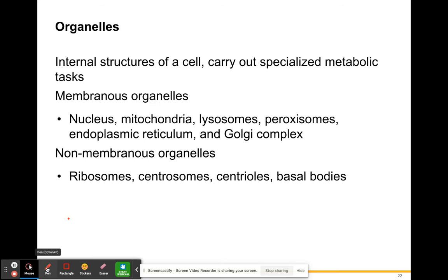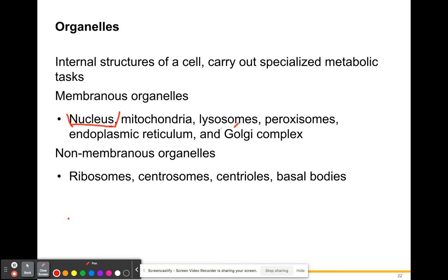Okay, so let's now get to the nitty-gritty. If you look at the very center of any cell, you'll see what we call a nucleus. Now this is any cell that's eukaryotic. Not bacteria. Bacteria don't have a nucleus. Anything that's eukaryotic has a nucleus. We are eukaryotic cells. Plants are eukaryotic cells. Algae, protists, we're all going to have nuclei.